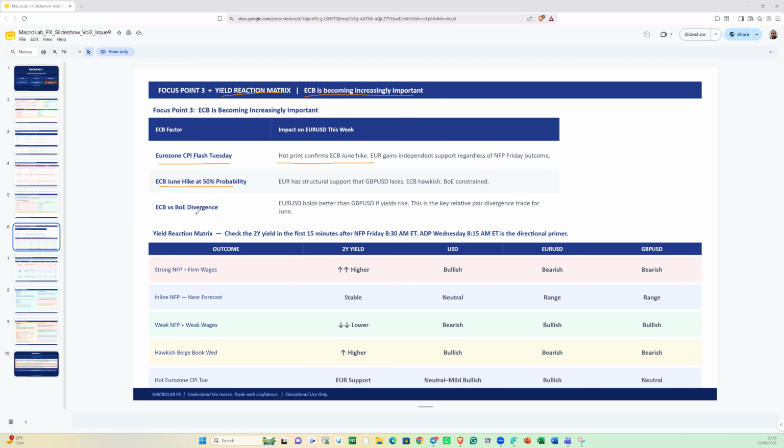USD. ECB versus BOE divergence. This is a very key thing. Euro USD is always better than pound USD if yields rise. This is the key relative pair divergence trade for June.